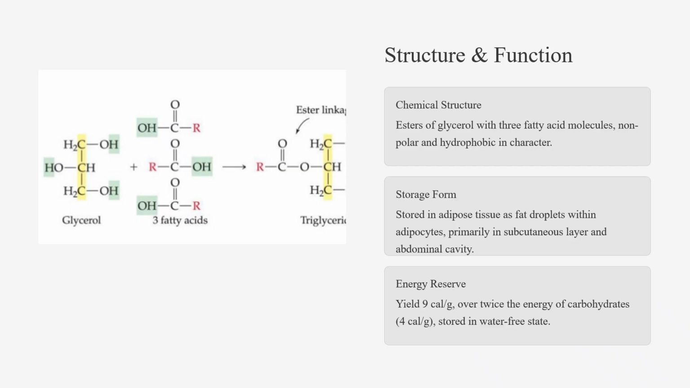Structure and function. The chemical nature of triglycerols: they are the esters of glycerol with 3 fatty acid molecules, non-polar and hydrophobic in nature. About the energy reserve, they yield 9 calories per gram, over twice the energy of carbohydrates, 4 calories per gram. That is about the carbohydrate energy yield, which is stored in a water-free state.